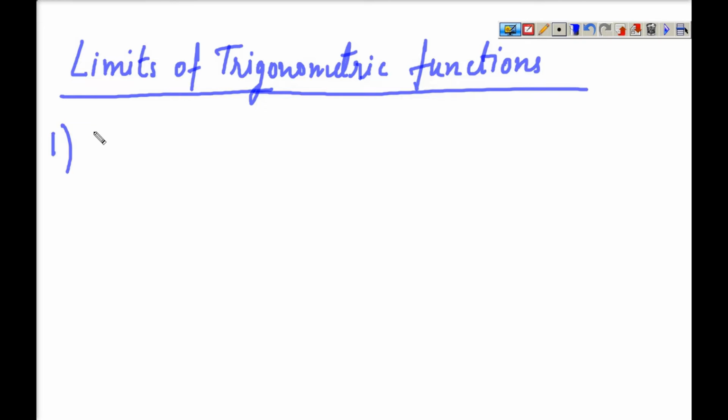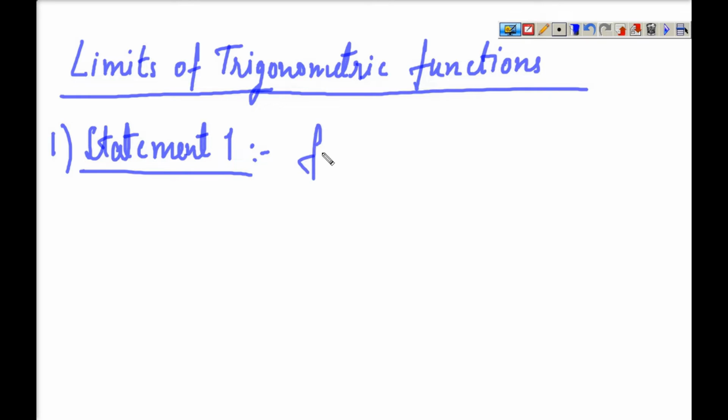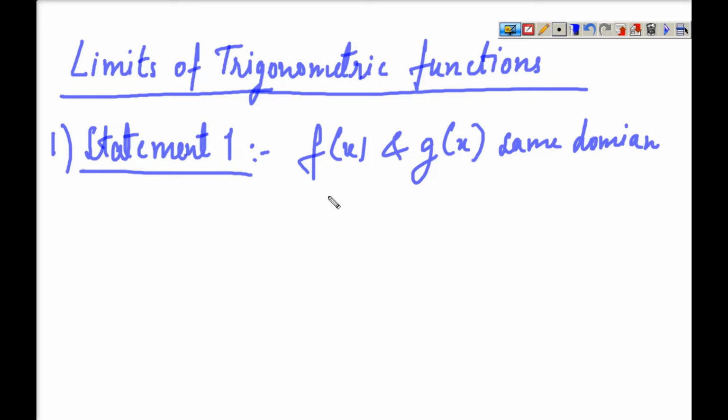Let me write the first statement. Statement 1. It says that let there be two functions f of x and g of x which have the same domain. What do we mean by that? Same domain means they have the same input. All the values of x are the same for both f of x and g of x, so they have the same input variables.